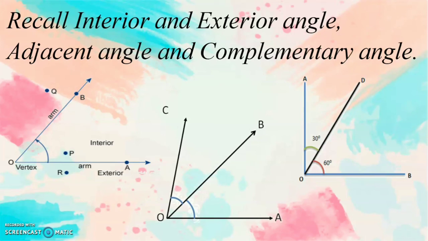If the sum of the measures of two angles is 90 degrees, they are known as complementary angles. Here, measure of angle AOD is 30 degrees and measure of angle DOB is 60 degrees. So, 30 plus 60 is 90 degrees. Therefore, they are complementary angles.